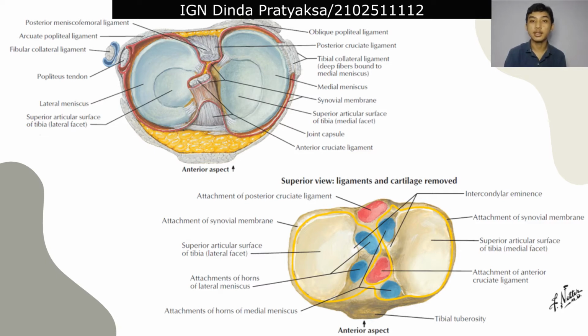Unlike the medial meniscus, the lateral meniscus doesn't attach to the corresponding collateral ligaments and has a loose attachment on the joint capsule. So the lateral meniscus is more mobile than the medial one.